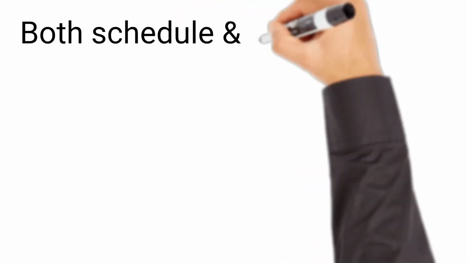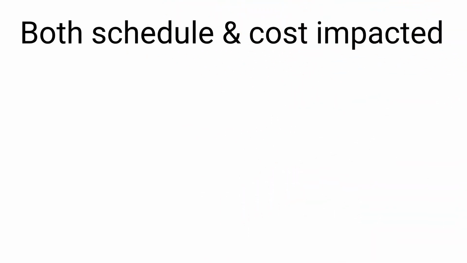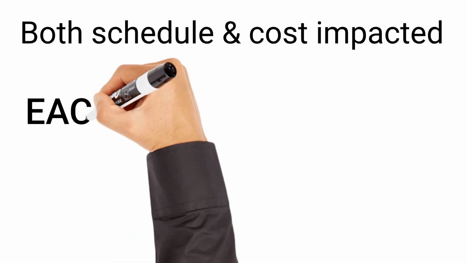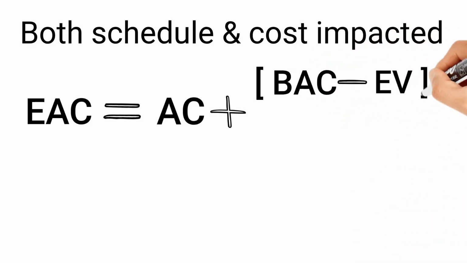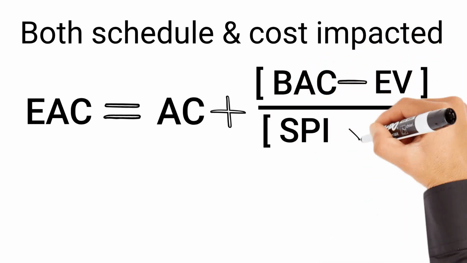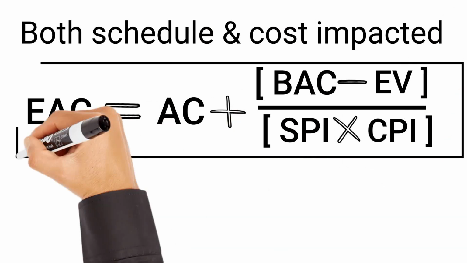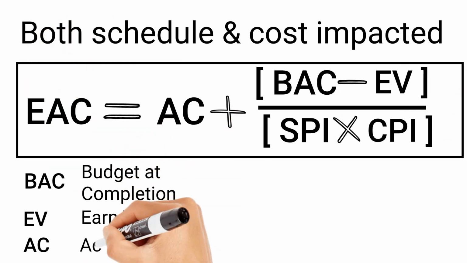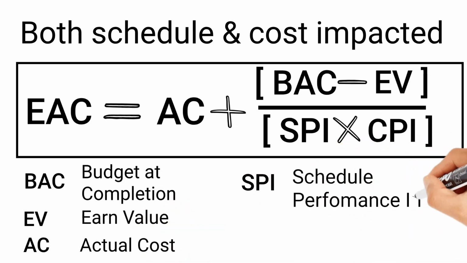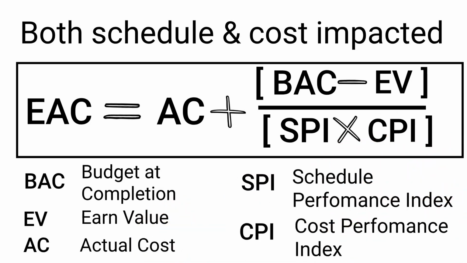Sometimes you will find both schedule and cost factors are impacted in significant ways. When it is necessary to account for cost and schedule in order to arrive at an updated budget forecast, use the following formula. Here EAC is AC plus the difference between BAC and EV, divided by the product of SPI and CPI. EAC is estimate at completion, AC is actual cost, BAC is budget at completion, EV is earned value, and SPI is schedule performance index.